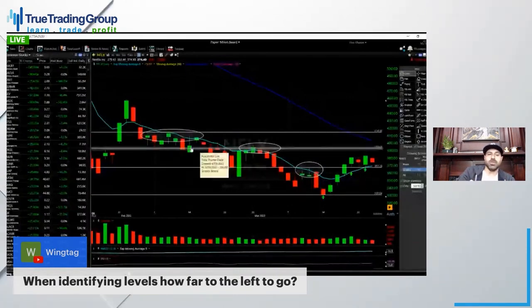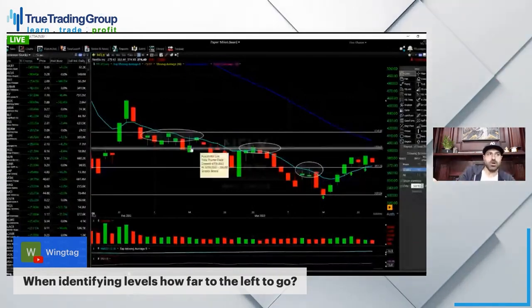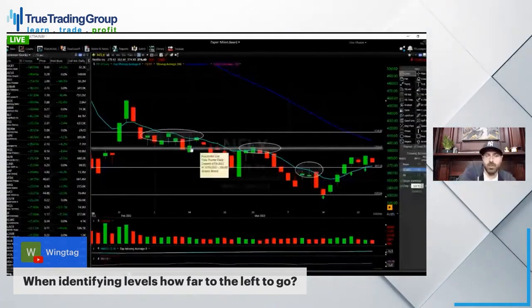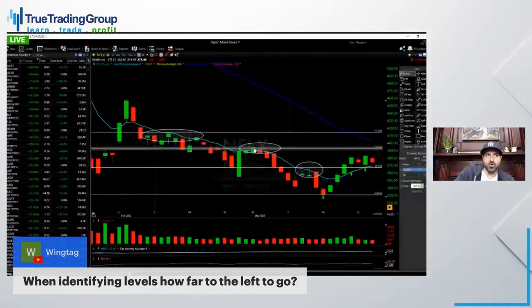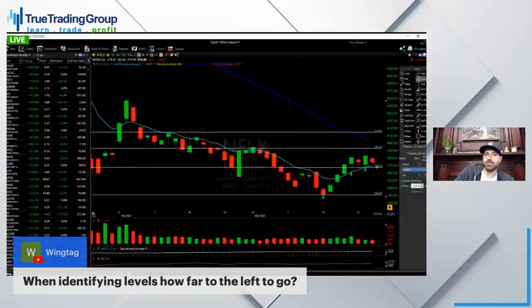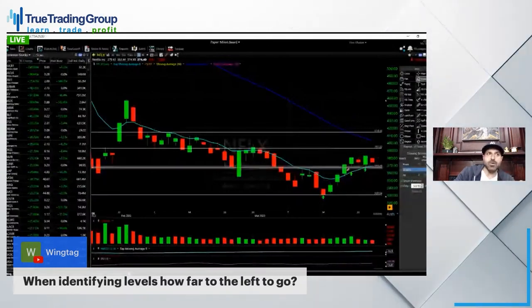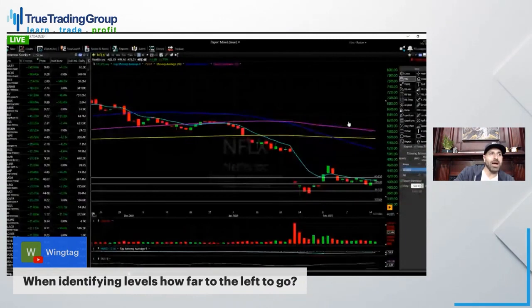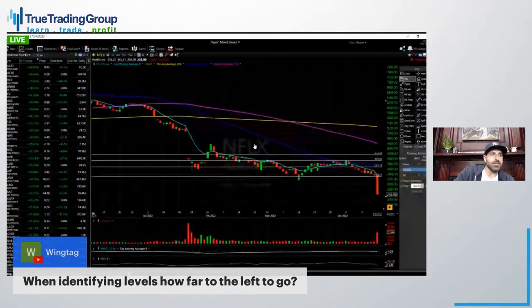So now that I've just done this, how far back did I have to go? I literally only went back a month and a half to find all 4 of these levels. Now I just found for you 2 support, 2 resistance levels that are relevant to the current share price of Netflix. That's it. Stop.